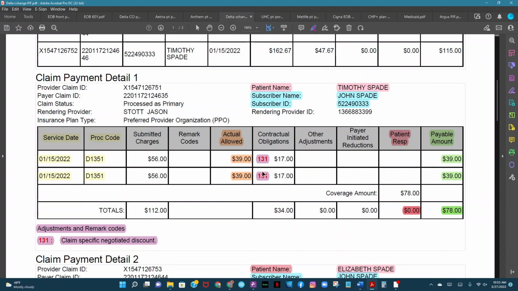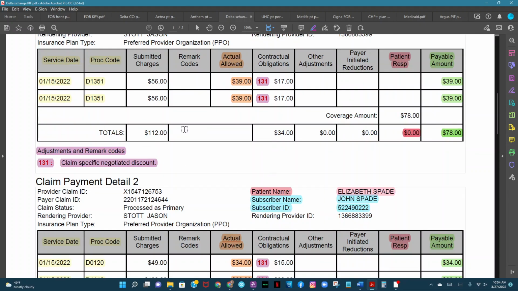As you can see, I've highlighted these numbers here. Those are the remark codes. Those are going to be right underneath each individual claim on this EOB. And as this says, claim specific negotiated discount. So it's saying that the submitted charge was $56. They're giving them a $17 discount, making the actual allowed fee amount the $39, which is what they paid us. We are not allowed to charge the patient any, meaning this is just the amount here. Make sure that that matches in EagleSoft.